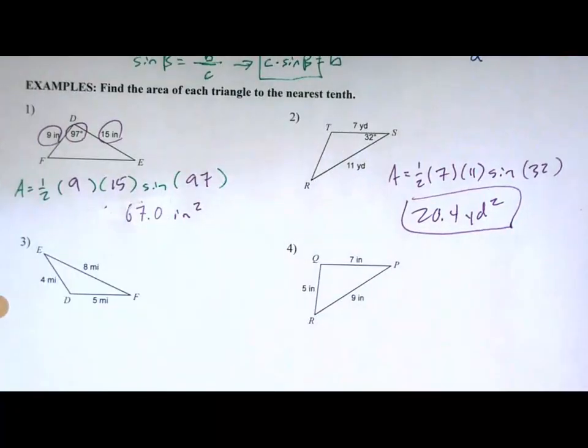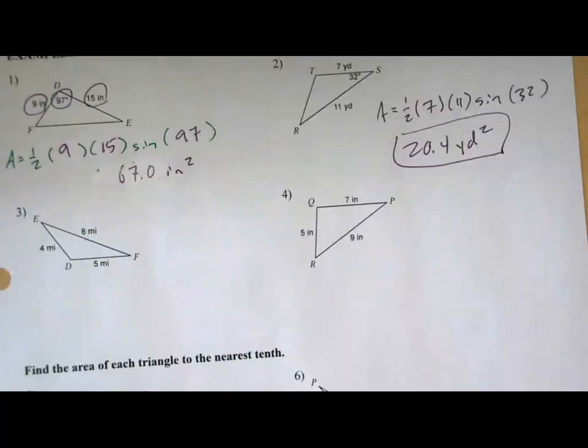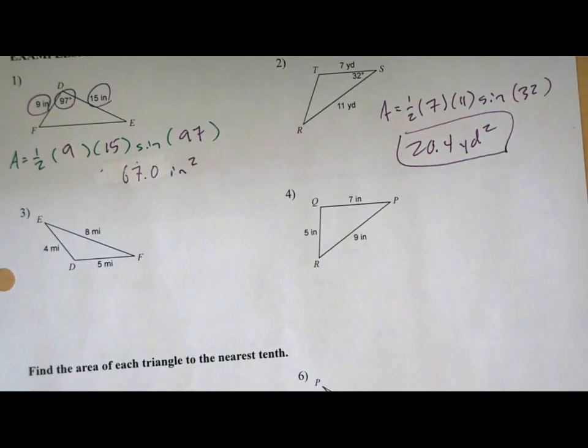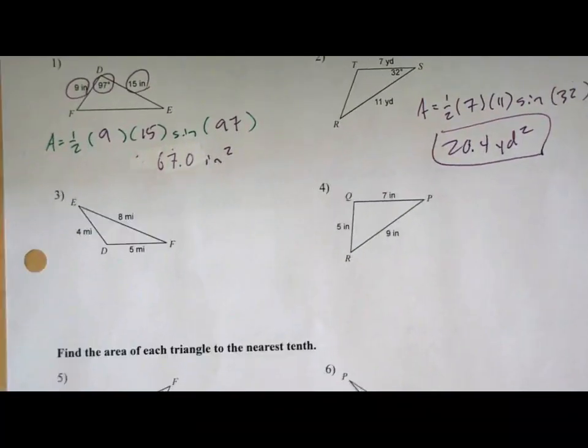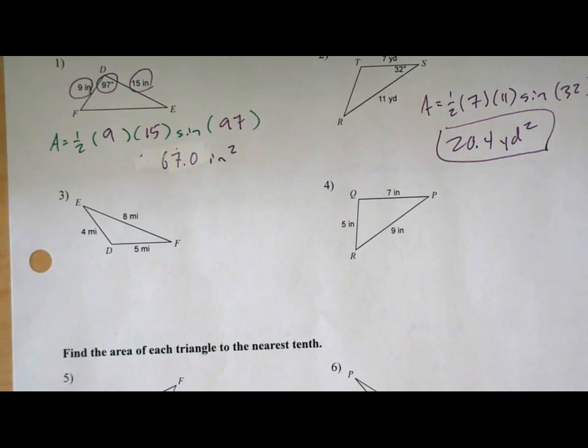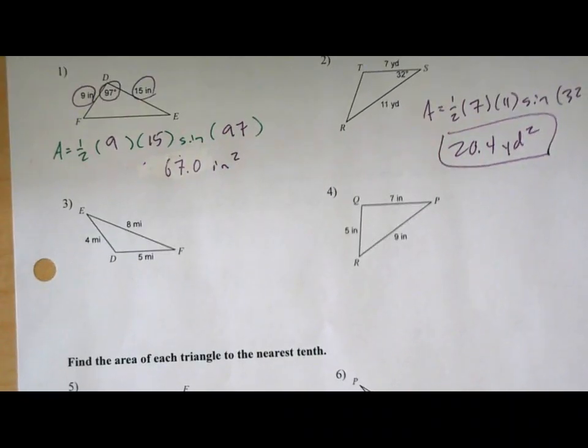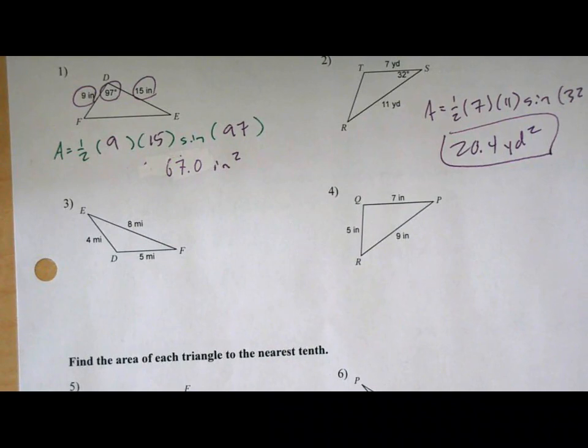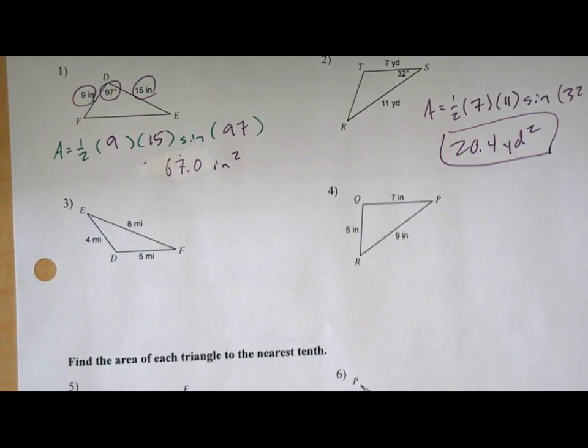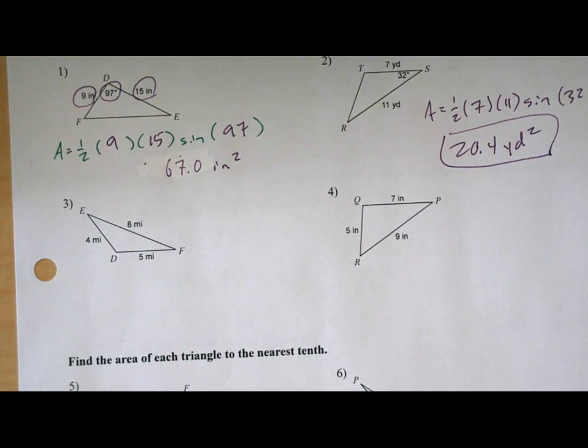Now, could we use that formula for number 3 and number 4? No, because we don't have any angles. Okay, if I wasn't going to give you another area formula, how would you now tackle number 3 or number 4? What would your process be? We could do a law of cosines to find one of the angles and then use this formula, but that's a pretty tedious process. There's a quicker way to do this.